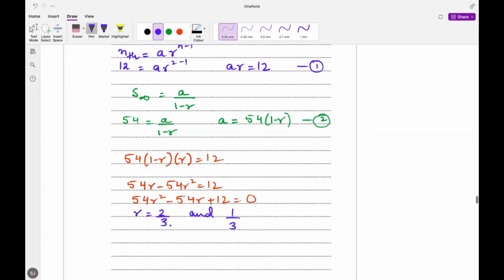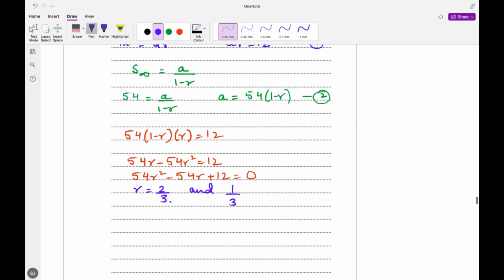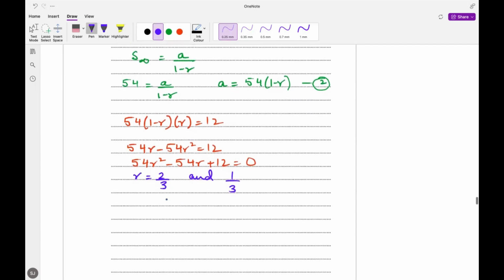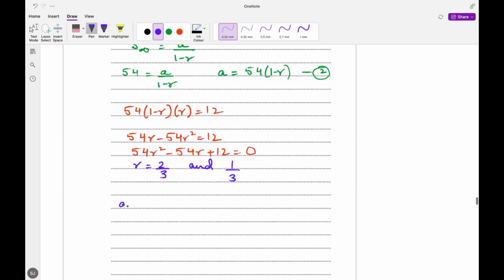Now to find the value of a, we'll substitute these values of r in the equation a equals 54 into 1 minus r. So this will become a equals 54 into 1 minus 2 upon 3. And for the second value of a, we'll substitute 1 upon 3. So this will become 54 into 1 minus 1 upon 3. Putting this in the calculator, we'll get one of the values of a as 18, and the second value of a will be 36.